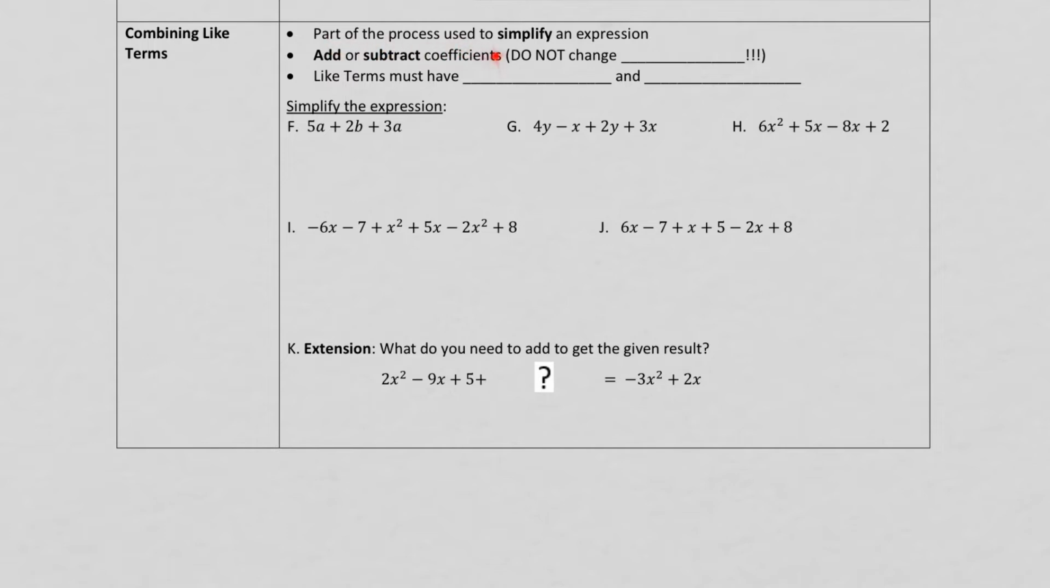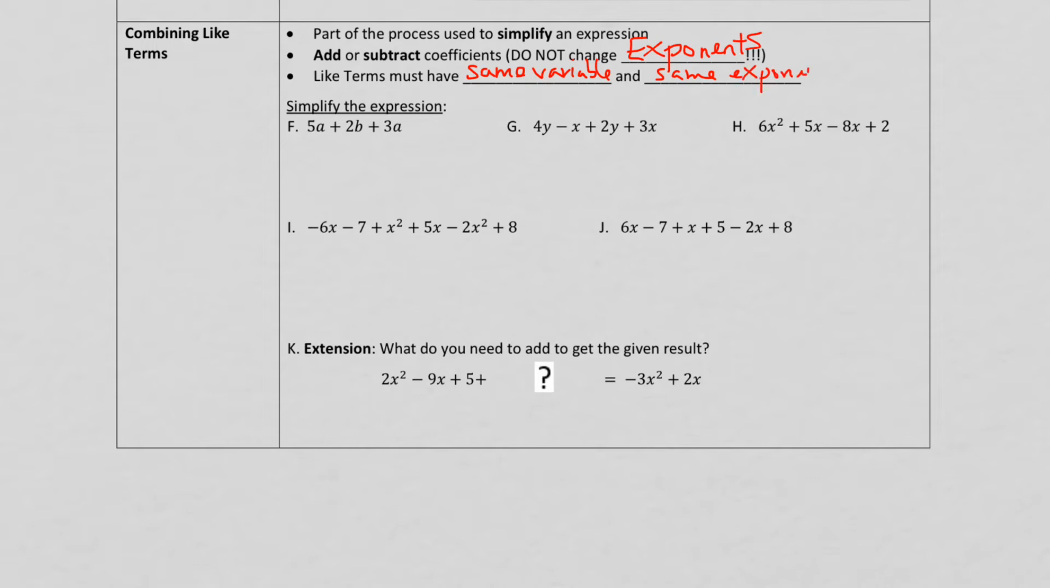When we do this, we do not change the exponents. So when you guys are going to combine like terms, by adding or subtracting, the exponents stay the same. You do not change the exponents. Also, like terms must have the same variable, so it should be the same variable, same letter if you will, and the same exponent.